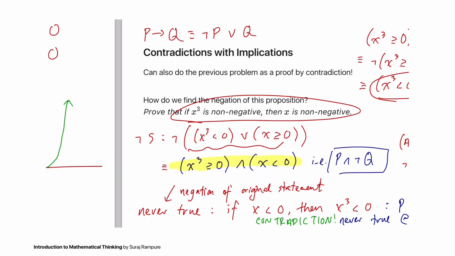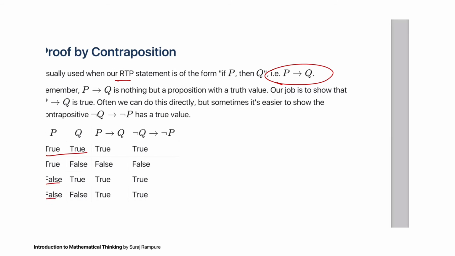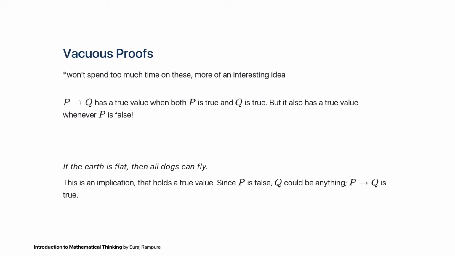But let's go back to the slide where we had the truth table for the implication, right? We have P implies Q. This has a true value when P and Q are both true, but it also has a true value whenever P is false. Is that clear? So usually, 99% of the time, in the proofs we'll assume that P is true, and then show that Q is true. But if we can show that P is false, then we're done our proof, because whenever P is false, the implication always holds a true value. Is that clear? So this is weird. We'll rarely use it, but I think it's interesting to bring up.